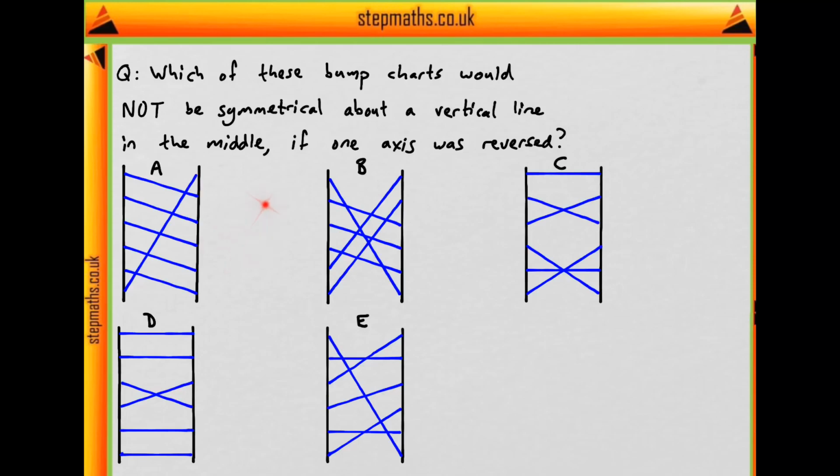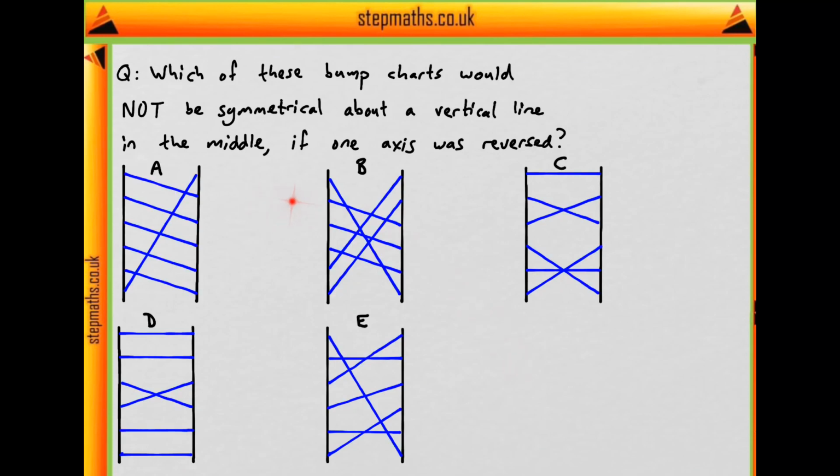And therefore, which one of these bump charts would not be symmetrical about a vertical line in the middle if one axis was reversed? So if the weight line was flipped, so the lightest person was here and the heaviest person was here, and the relationships kept the same, would it be symmetrical about a line like so?